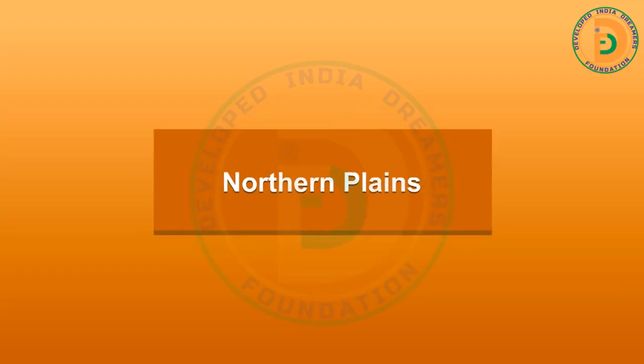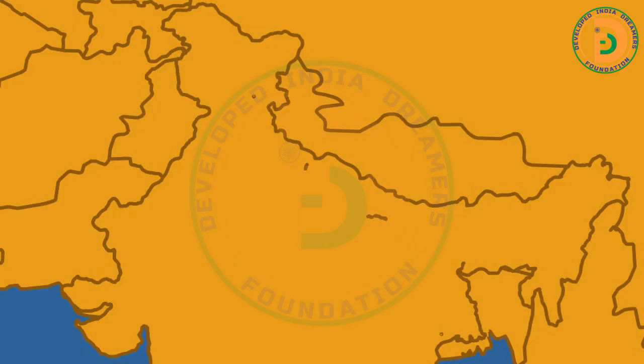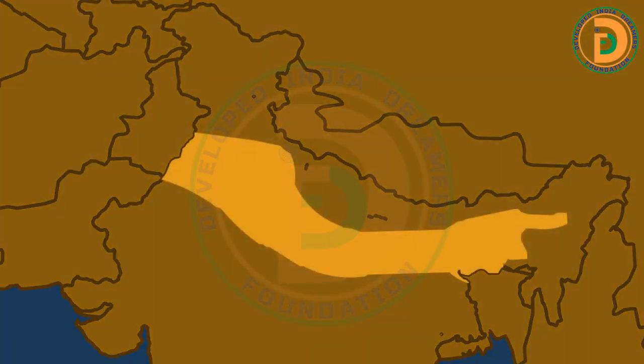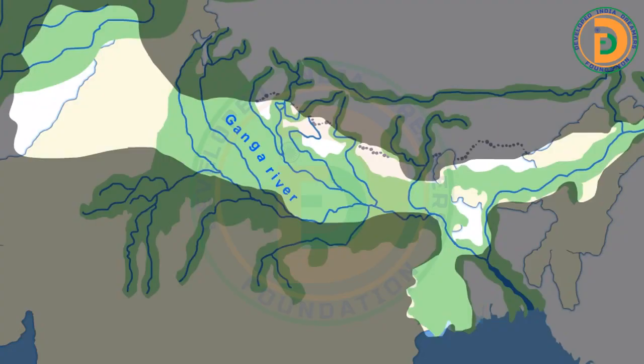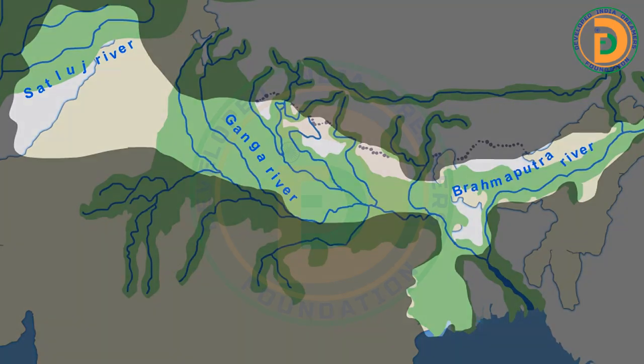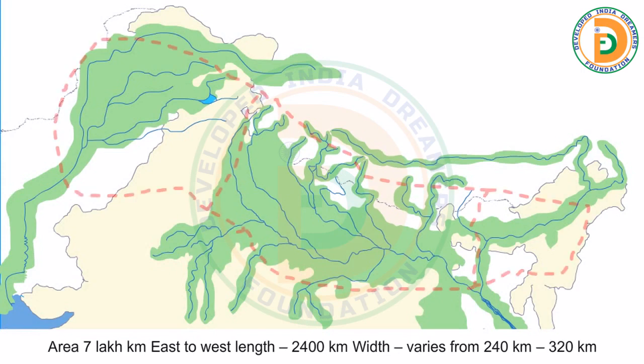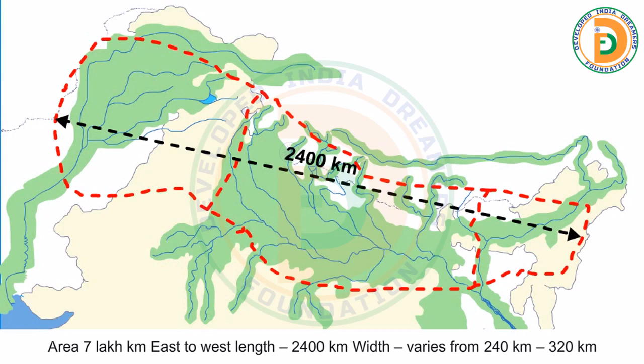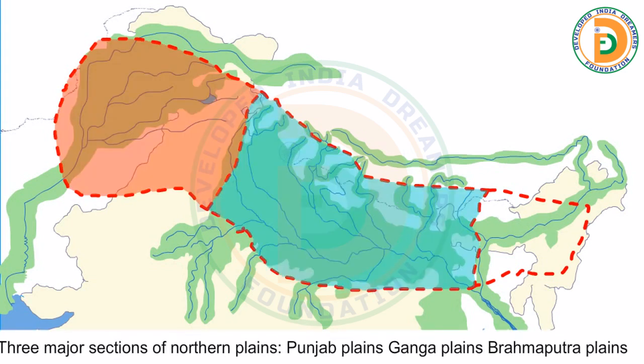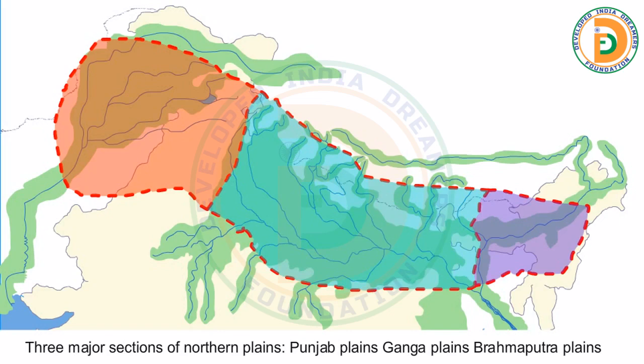Northern Plains. The northern plains, located to the south of the Himalayas, are formed of sedimentary deposits of alluvium brought down by the rivers Ganga, Sutlej, Brahmaputra and their tributaries. It covers an area of 7 lakh kilometers. Its east to west length is 2,400 kilometers. The width varies from 240 kilometers to 320 kilometers. The northern plains are divided into 3 major sections.